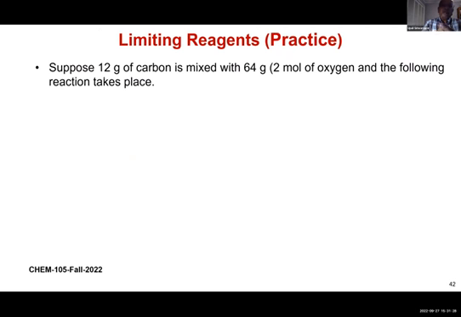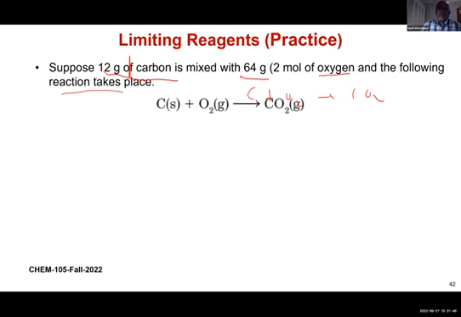Suppose 12 grams of carbon is mixed with 64 grams of oxygen, and the following reaction takes place: carbon plus oxygen produces carbon dioxide. That reaction is balanced. What do you think is the excess? Normally the excess is oxygen. Why?